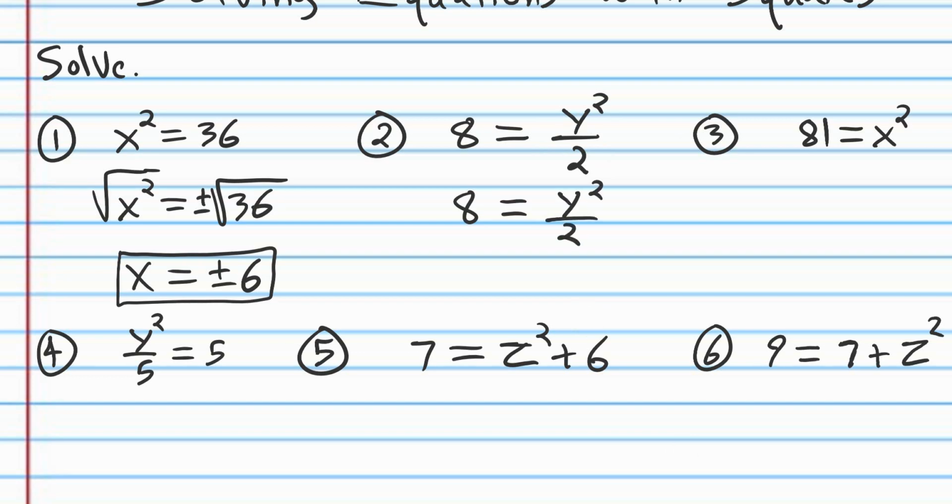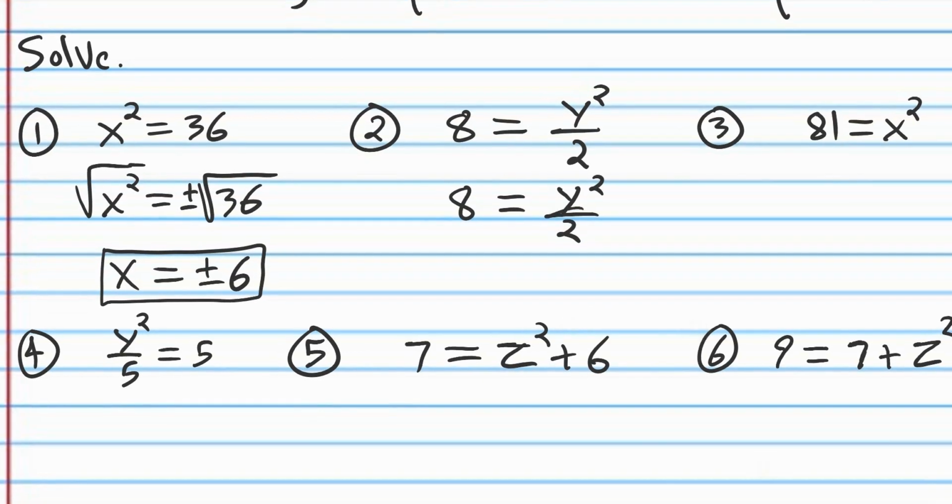So we're going to rewrite the equation and we're going to get rid of this 2. Now remember, fraction sign means division, so that's y squared divided by 2. So we have to do the opposite of division, which is multiplication, and we show multiplication with parentheses, and then we get 16 is equal to y squared.